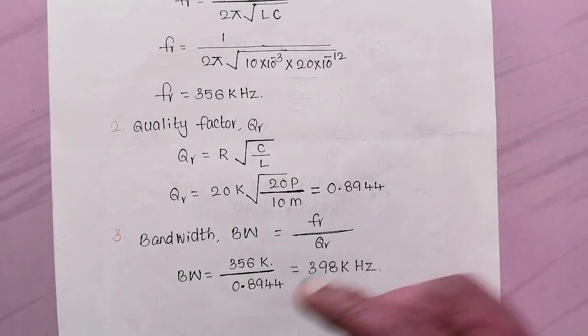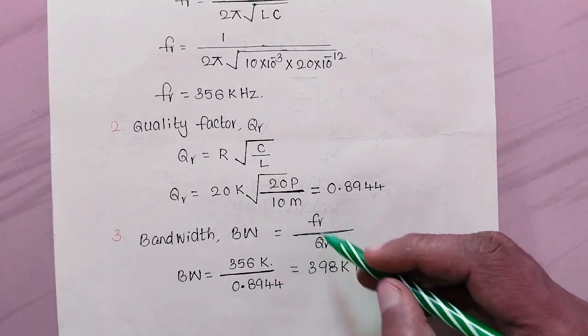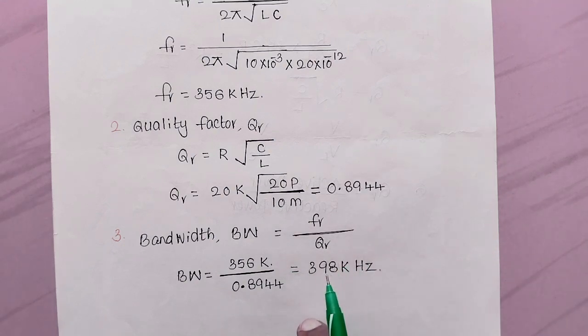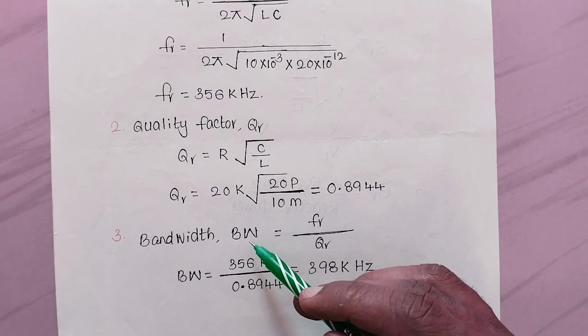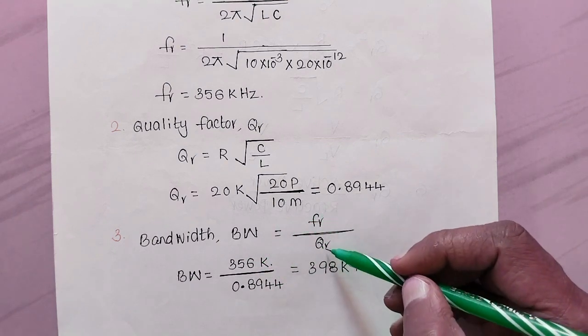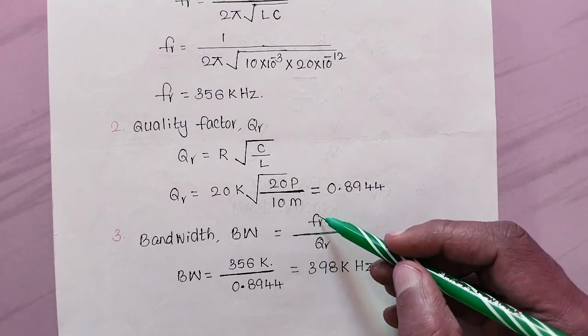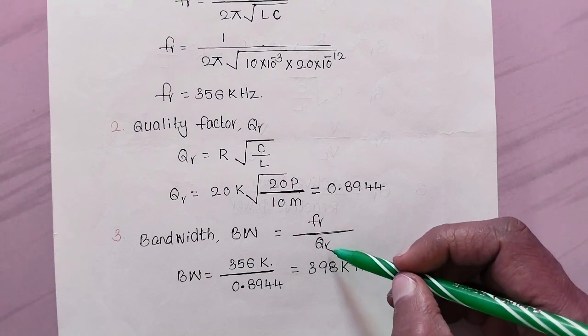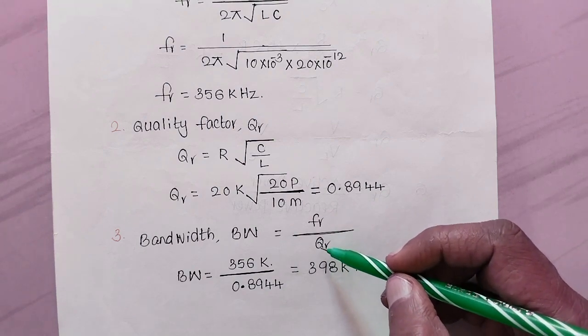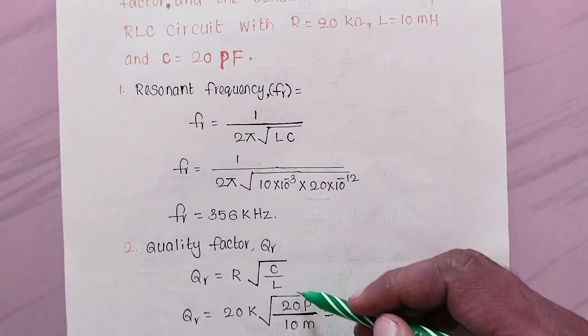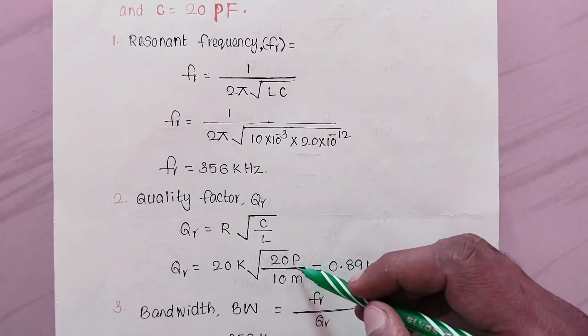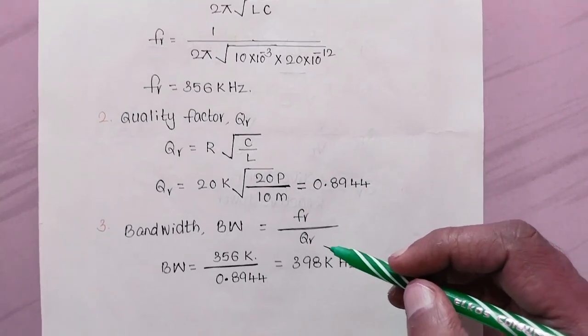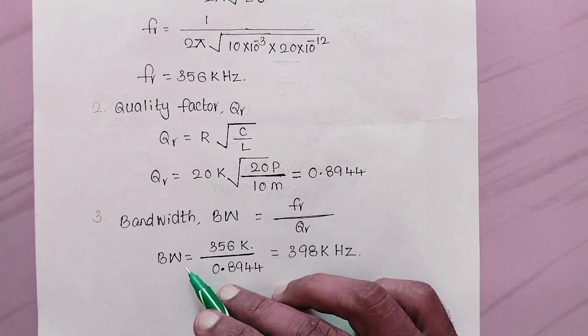So similarly, the last one, bandwidth. The quality factor is equal to the resonant frequency by the bandwidth. That is a basic expression. By using that expression, bandwidth equal to Fr by the quality factor at resonance. Fr is the resonance frequency, QR is the quality factor at resonance. In the first and second points, we solved for Fr and quality factor. By using those two values, we can find the bandwidth.